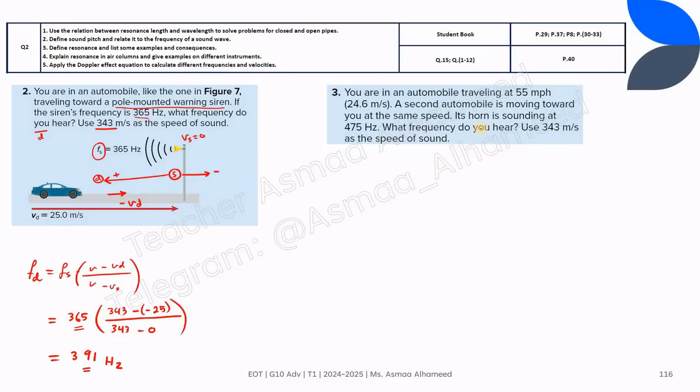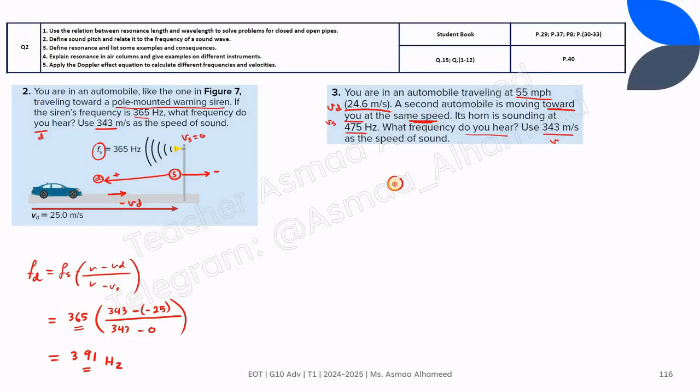Next question. You are in an automobile traveling at 55 miles per hour. We don't take this, we take meters per second. So this is my Vd. A second automobile is moving towards you at the same speed. So this is also Vs. Its horn is sounding at 475 Hertz. What frequency do you hear? And use this to be the velocity of the sound.